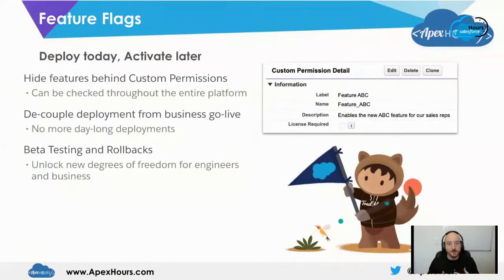And then at a later point in time, you might add that custom permission to the user profile they have to expand visibility to a wider audience. Feature flags are really cool. They're very helpful. I would definitely recommend using custom permissions as the feature flagging mechanism, so that way you can deploy your components today and activate them at a later date.